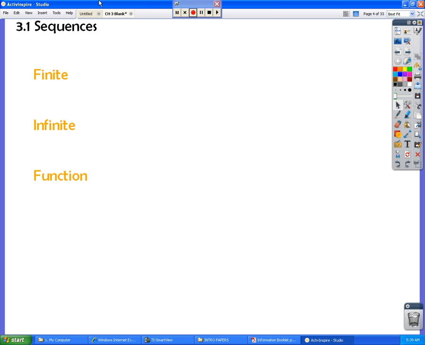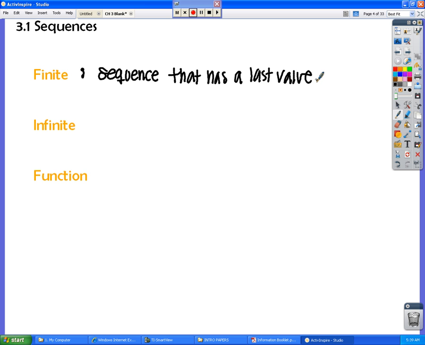A sequence is essentially a list of numbers that usually have a pattern. We're going to talk mostly about arithmetic and geometric in this section. So we also want to get these defined. A finite sequence is a sequence that has a last value. When we talk about infinite sequences, the sequence never ends.